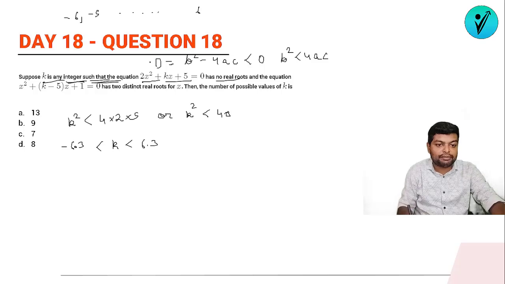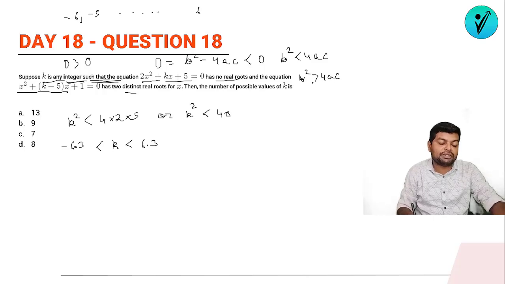Next, coming to the next line: the equation x square plus (k minus 5)x plus 1 equals 0 has two distinct real roots. Now what is the condition for two distinct real roots? The condition is that your discriminant is greater than 0, or we can say that b square should be greater than 4ac.